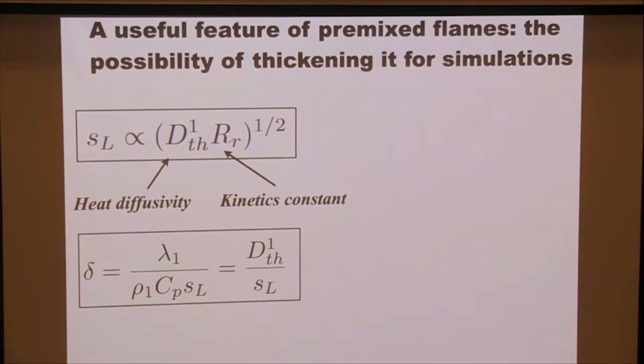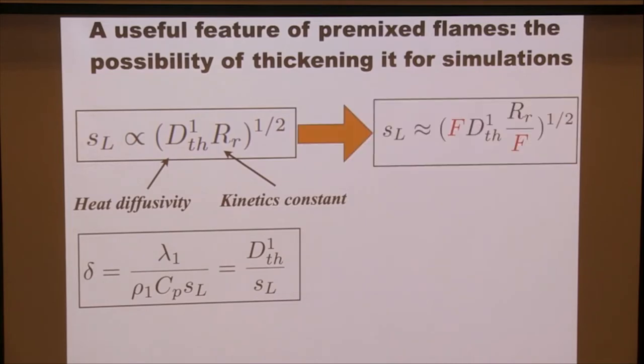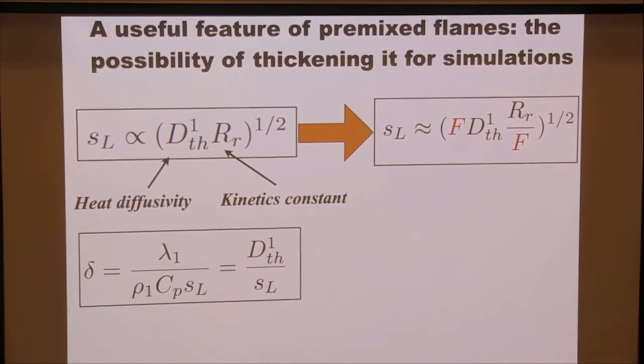But you see also something, since this is the result of the flame speed, there's something you can guess from theory, and again, you will never find it out without theory, is that you can do something here. You can multiply the diffusivity by a factor F, which we call the thickening factor, and you can divide the pre-exponential constant by the same factor F. And of course, if I do that, I get the same flame speed, okay, because these two things go away. And you can check it.